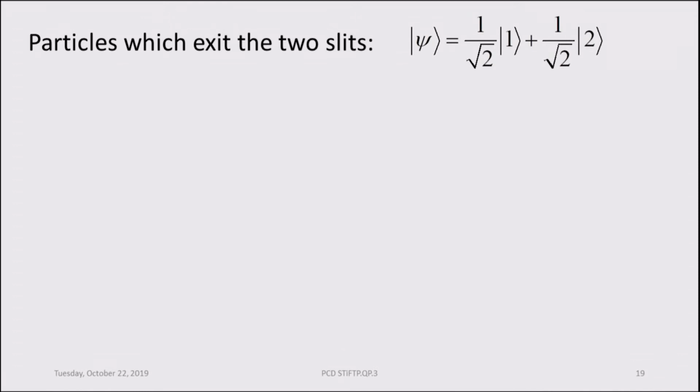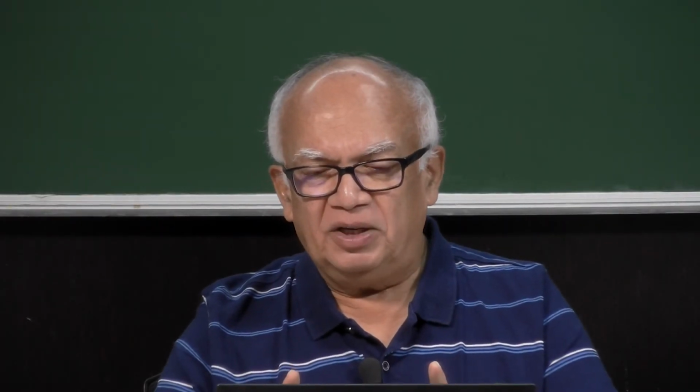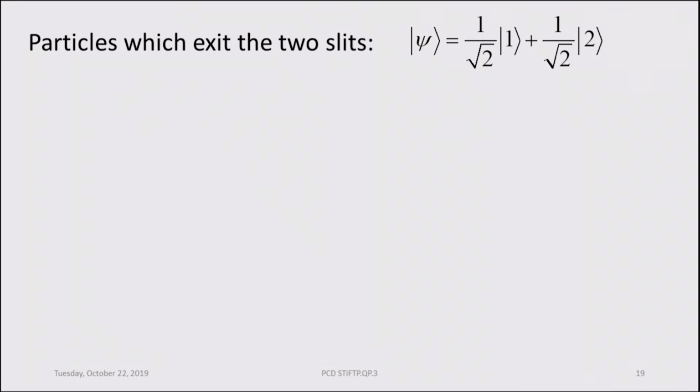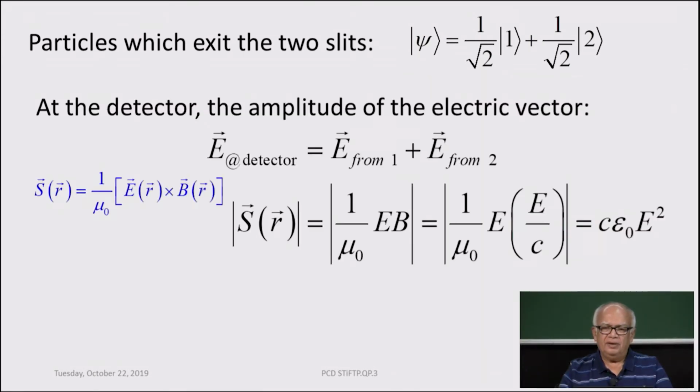So, this is what happens. If both the slits are accessible for passage, then the system wave function is a superposition of these two, all right. So, it is 1 over root 2 of one plus 1 over root 2 of the other. Now, what is the amplitude of the electric vector? Suppose you are carrying out this experiment with light. The amplitude of the electric vector at the detector is the sum of the two amplitudes. So, this is just the superposition of waves, right.